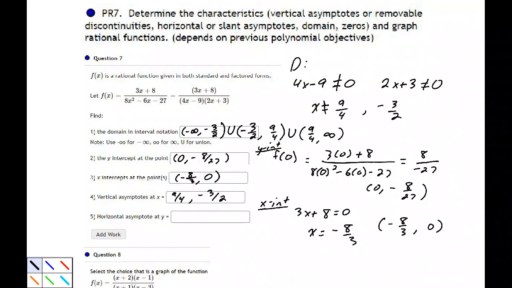Well, because the degree of my numerator is 1, it's a linear polynomial, and my denominator is an x squared, that's a quadratic, the degree is higher in the denominator, so we know from our rules that this would be y equals 0 as my horizontal asymptote. All right, so we just had to find all these characteristics based off of that rational function.